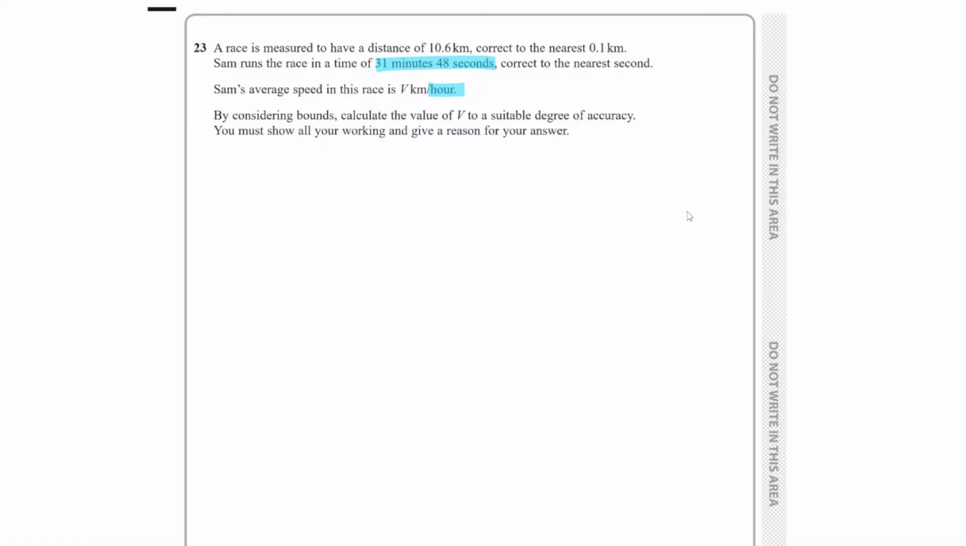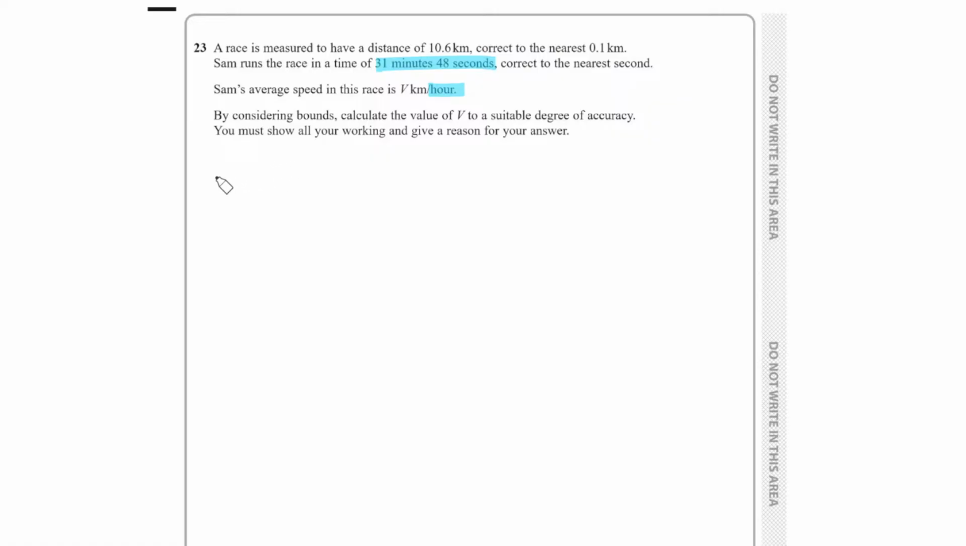Whenever they say by considering bounds, most of the time it means you need to find both. So for the speed, the upper bound and the lower bound of the speed, and then you'll choose a number that matches kind of both of those answers at the end. So it's 5 marks, it's just a lot of working out basically. So we obviously want to work out the upper and lower bounds of the distance and the time first.